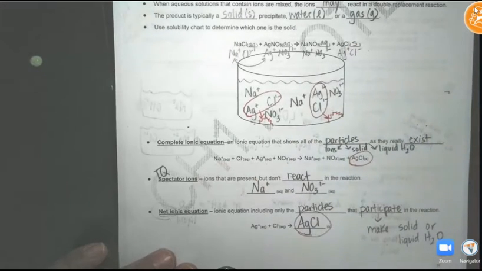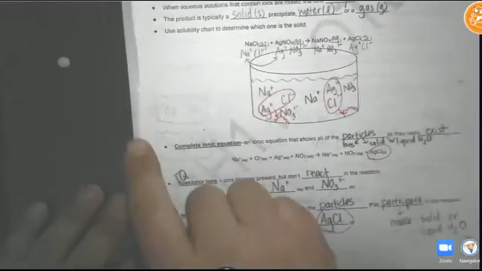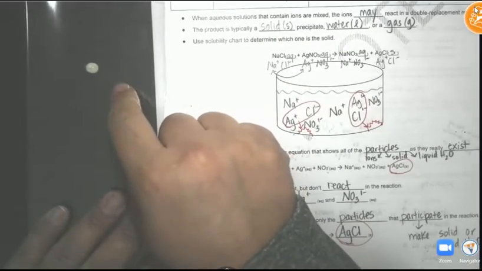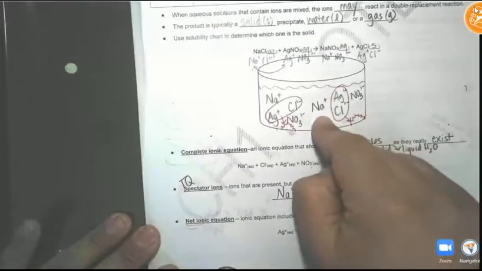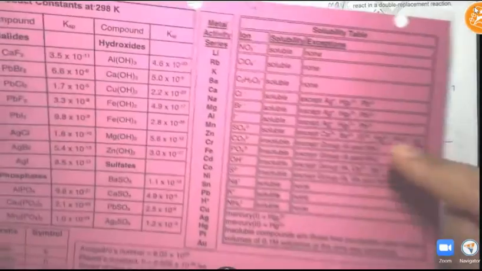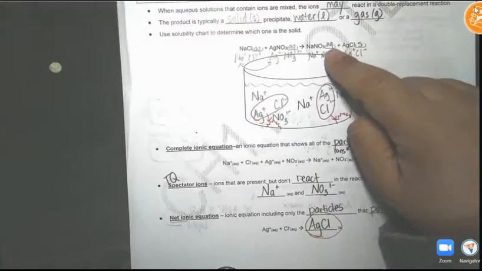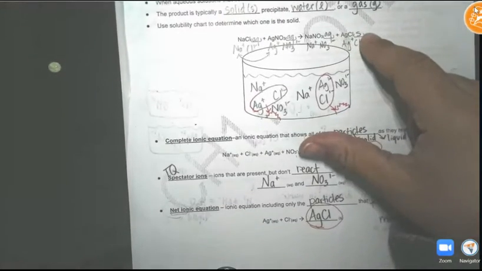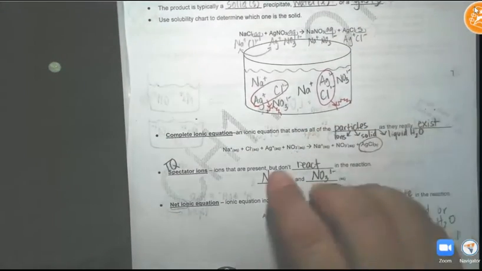I figure out the products. We learned that when we did predicting products of double replacement reactions. But now what we can do is figure out which ones make up the solid. How do I know what makes up the solid? I have to look at the solubility chart to see which one makes it turn into a solid.